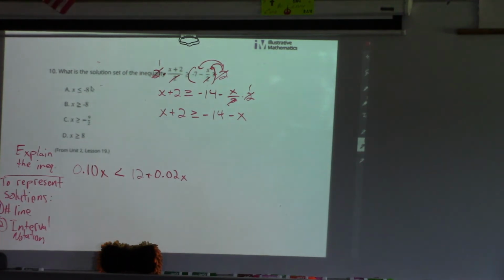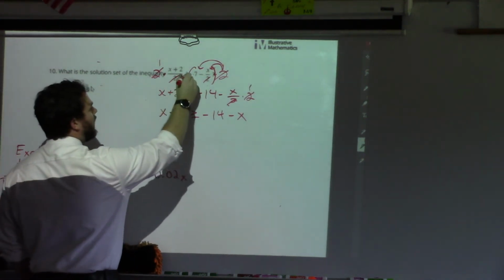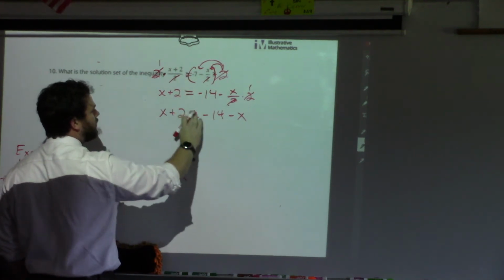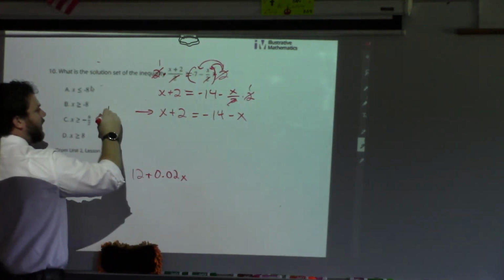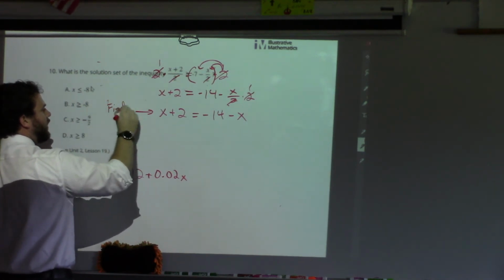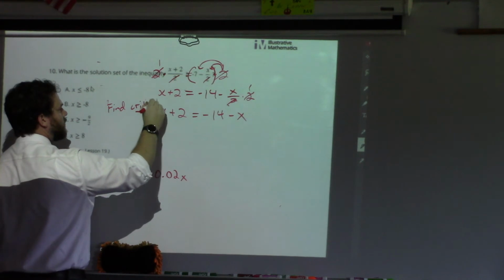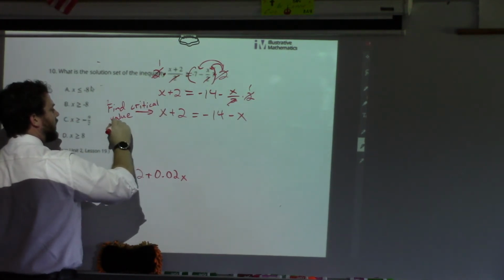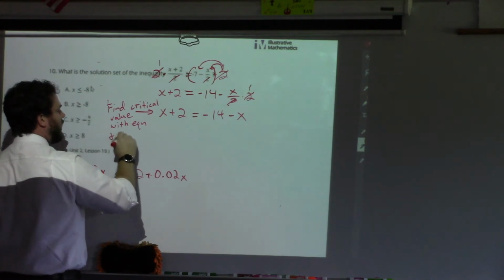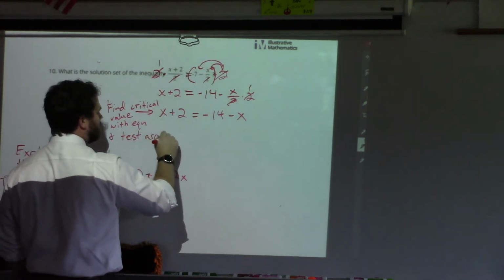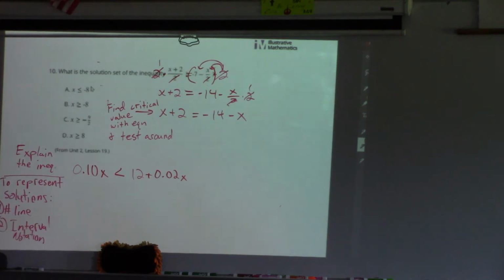Yes. What did I recommend though? Solve it as an equation. Remember, that's what they did in number 2: they had an equation, they solved it to find the critical value. I would have technically done this as an equals to. Find the critical value with the equation and test around it. I'm going to solve it as an equation and test around it because all I care about is finding the solution. If I find the critical value, I can test around it pretty easily.